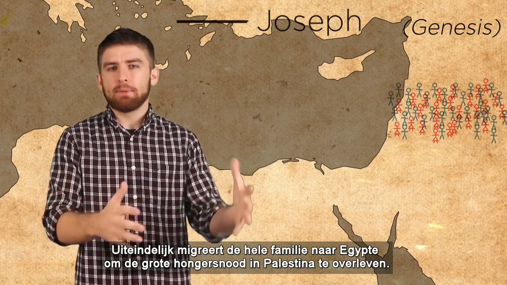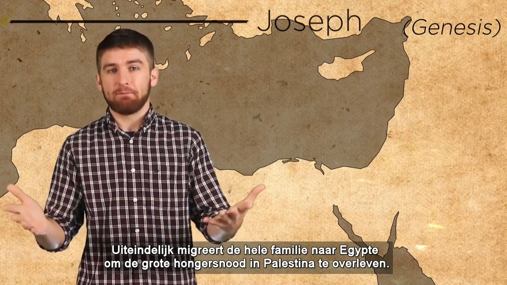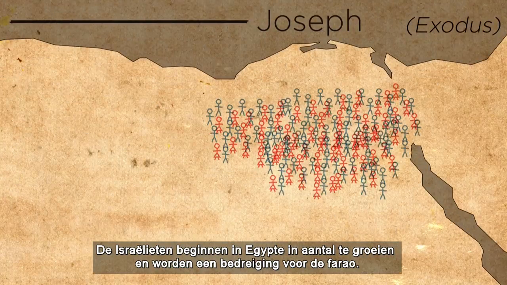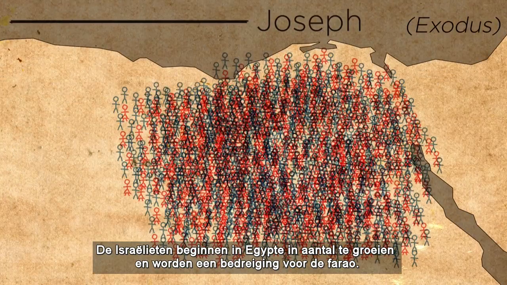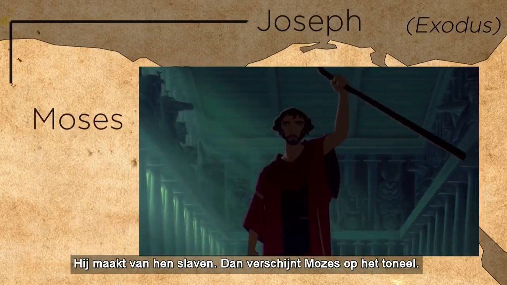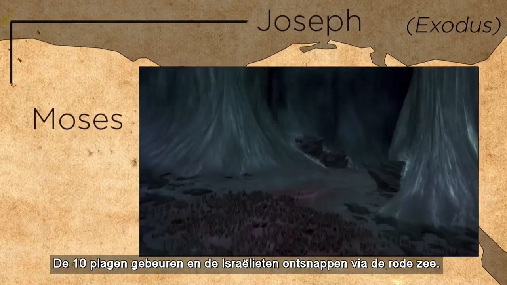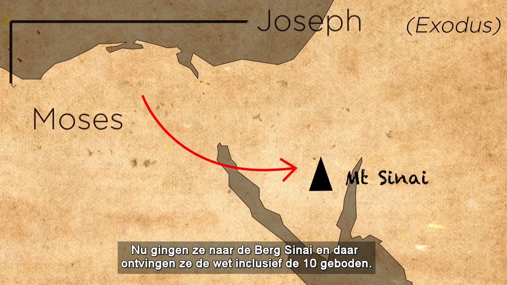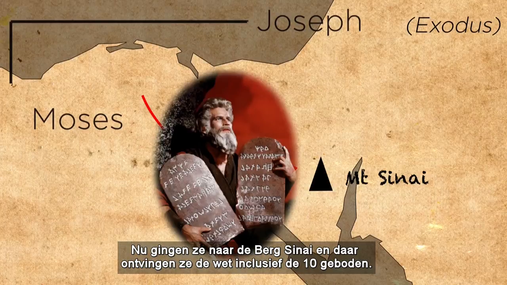Well, eventually the whole family migrates to Egypt to survive the great famine that's happening in Palestine. The Israelites begin to grow in number in Egypt, and becoming a threat to the Pharaoh, he enslaves all of them. That's when Moses turns up, the 10 plagues happen, and the Israelites escape across the Red Sea. Now, they head to Mount Sinai, which is where they receive the law, including the 10 Commandments.